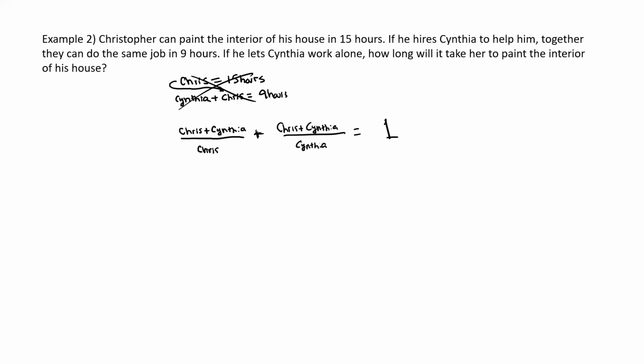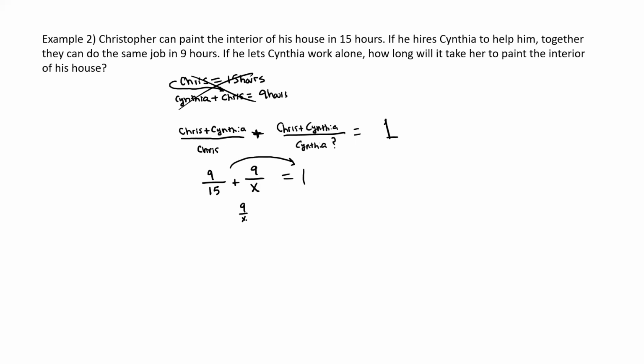And this is kind of a weird problem because you wouldn't expect it to be set up like this, but you'll see that it ends up working out pretty well. So let's get into it. Chris and Cynthia together is just 9 hours, and Chris by himself is 15 hours. Add that to Chris and Cynthia, which is just 9 hours again, over the time for Cynthia to complete hers, which we do not know, which is our unknown variable x. And that's all equal to 1. And what do you know? You have a linear equation. So let's solve for x.